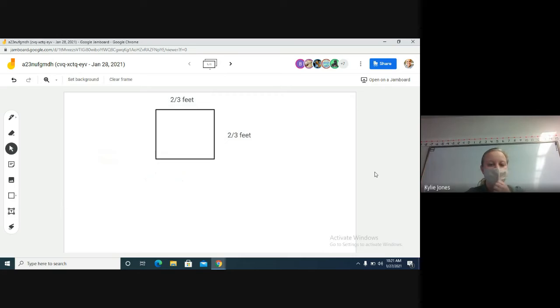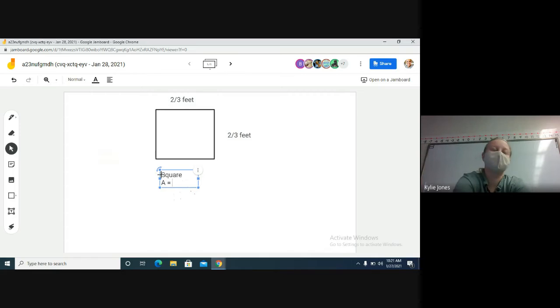Okay. So we're finding the area of this shape. First of all, what is this shape called? A square. Okay, this is a square. Awesome. How do you find the area of a square? You add up all five. No, that's the perimeter. You gotta multiply the length times the width.